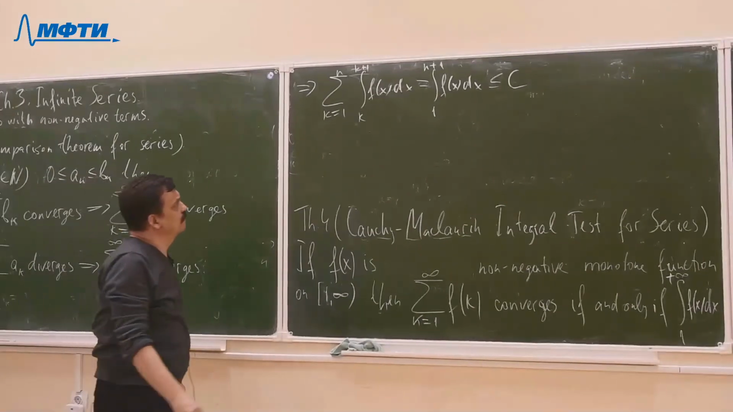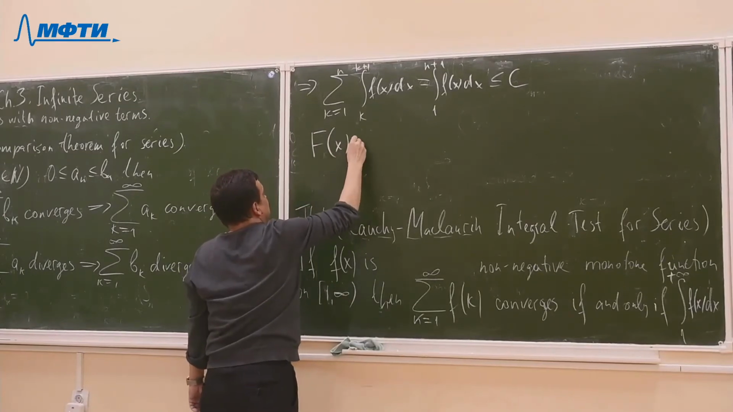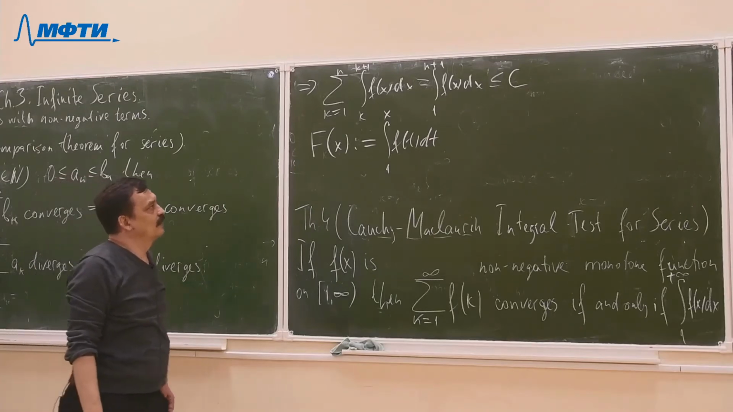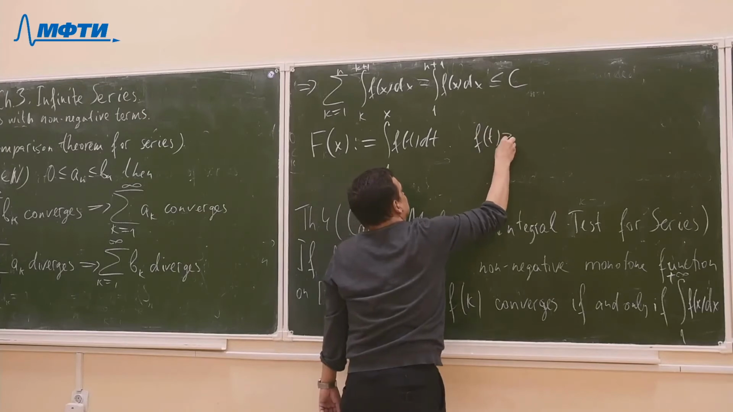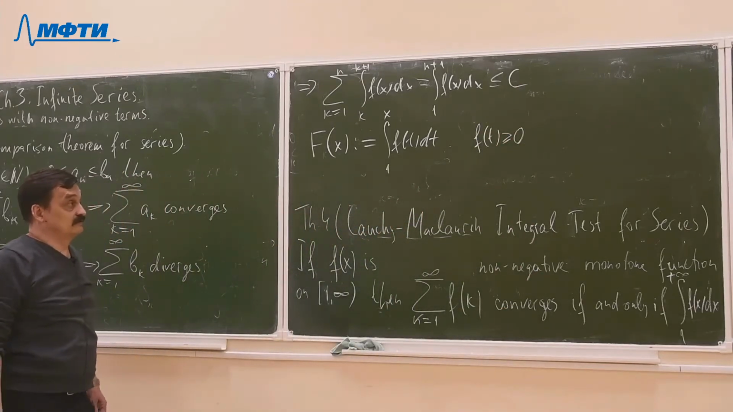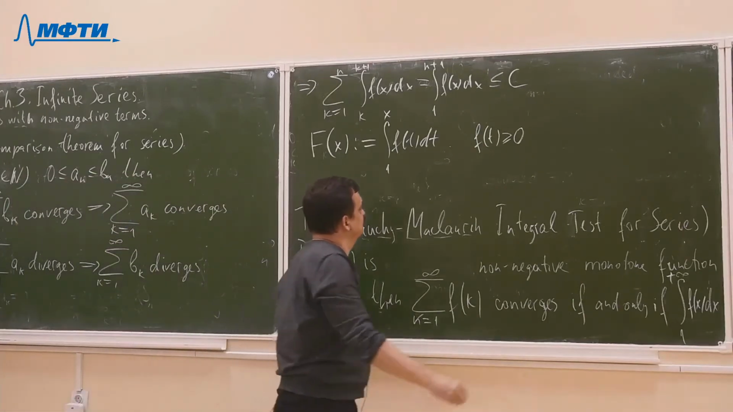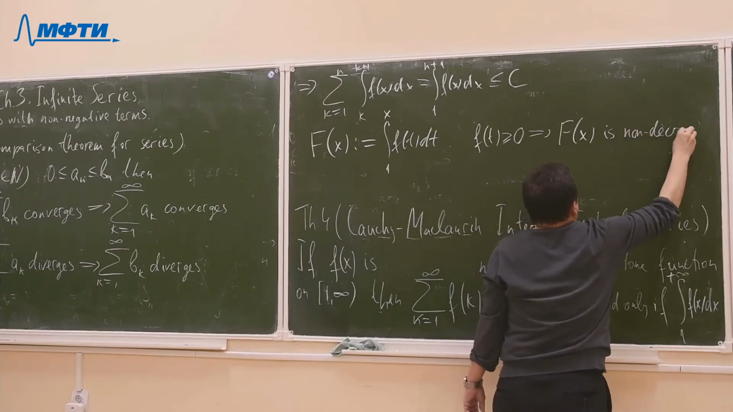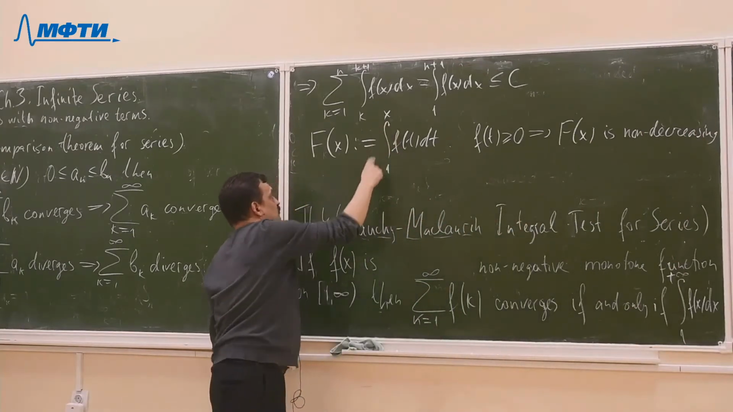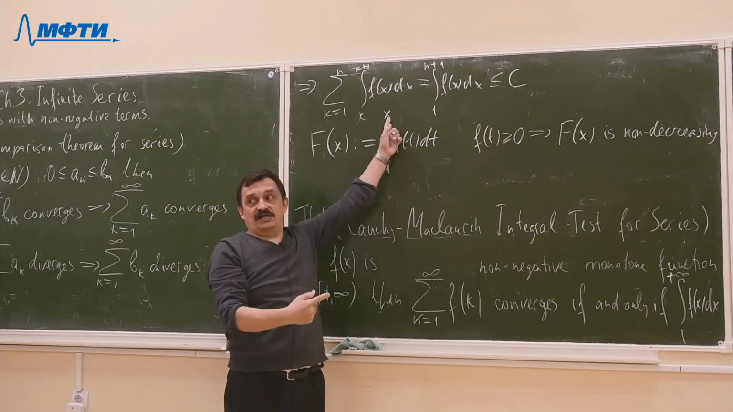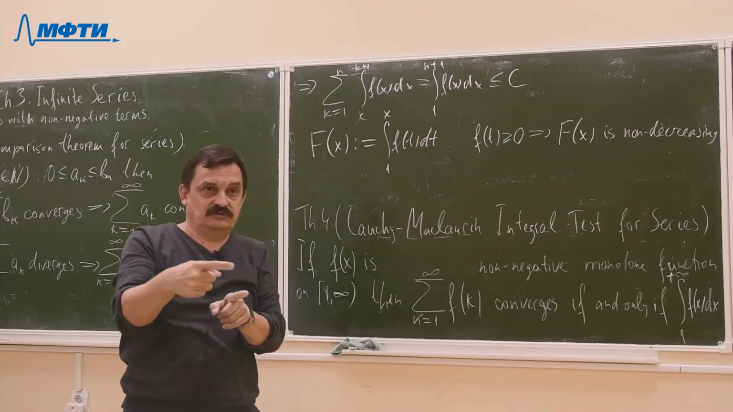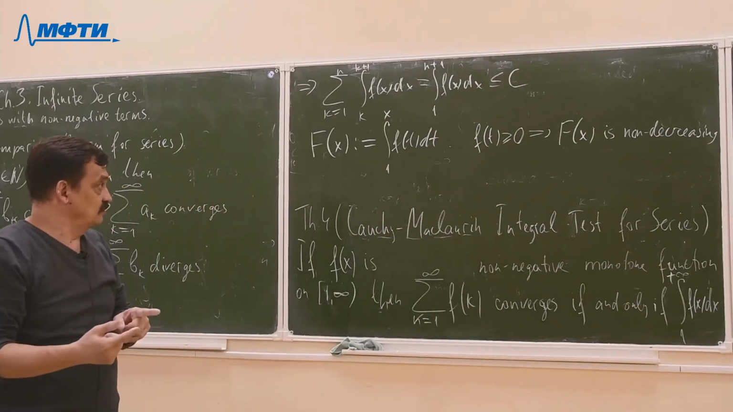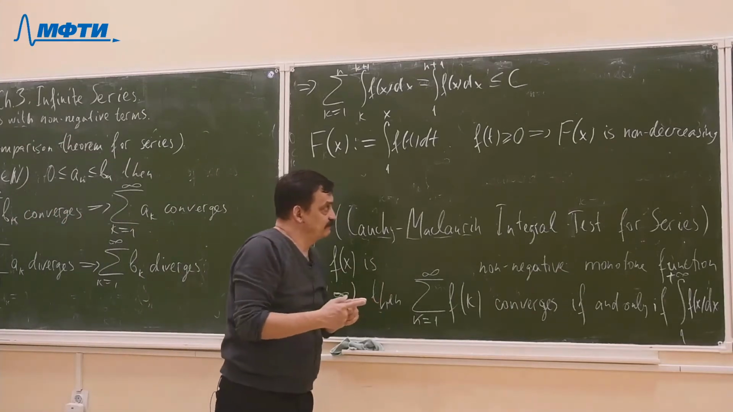Now, look. Denote capital F of x, integral from 1 up to x, f of t dt, right? From non-negative, from positivity of our function, we deduce that capital F of x is non-decreasing. Because if you enlarge x, then you add some interval to integration interval, and it means you integrate non-negative function. It means that you increase the values of your function. So F of x is non-decreasing.